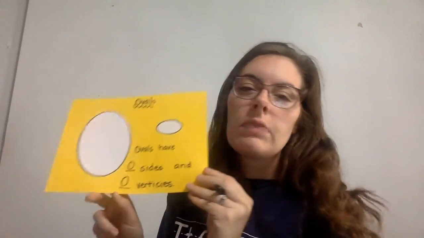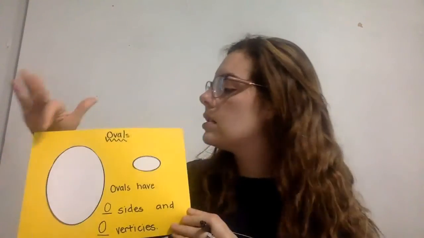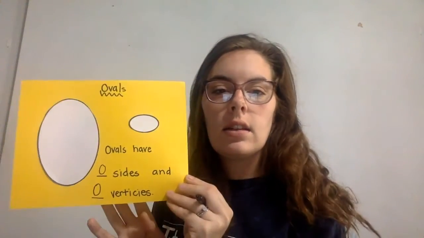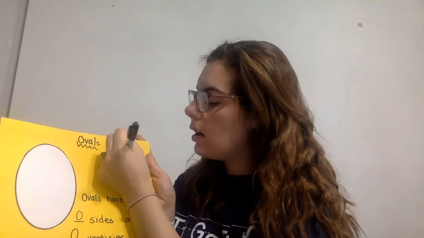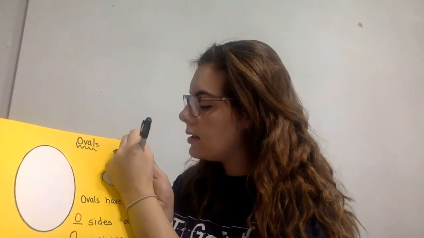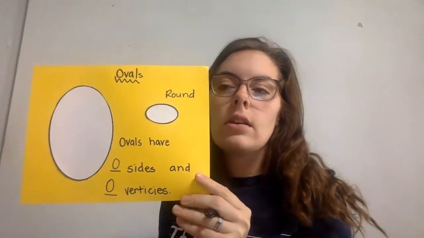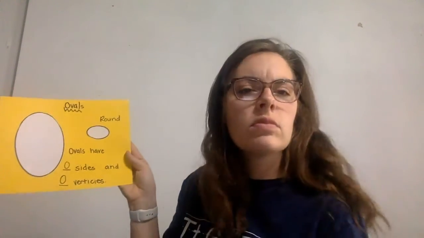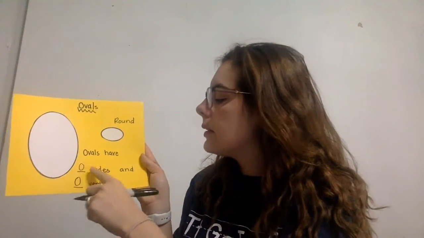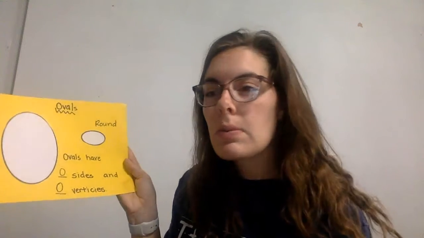So 0. There's a word, though, that we used when we were talking about circles that describes the outside. And it's that it is round. So I'm going to put that up here. R-O-U-N-D. They are round. They have that smooth edge around them. Okay. So our ovals, one last time, just for good measure, ovals have 0 sides and 0 vertices. Okay, no sides, no points.